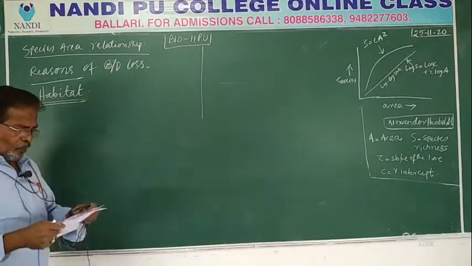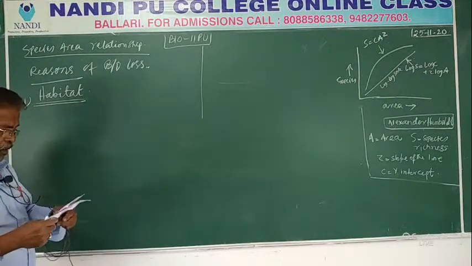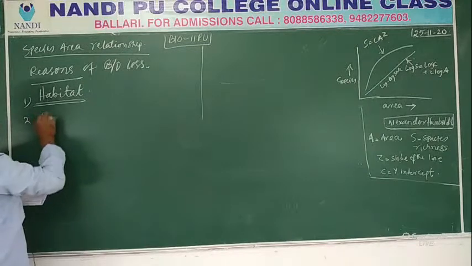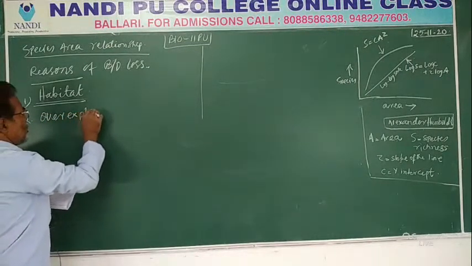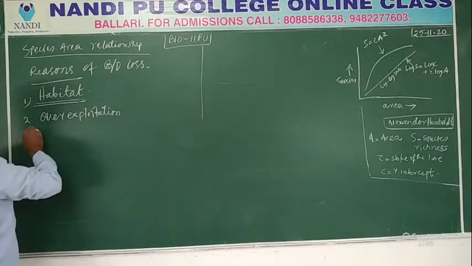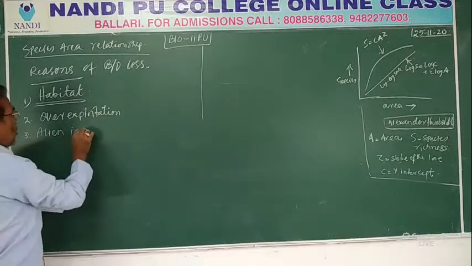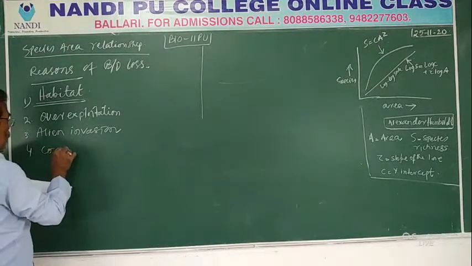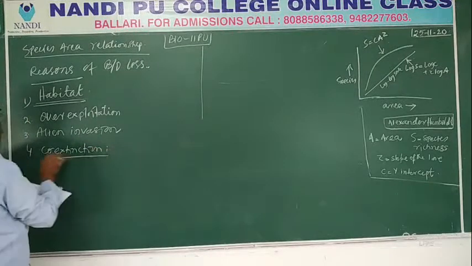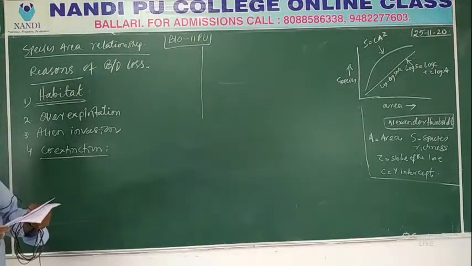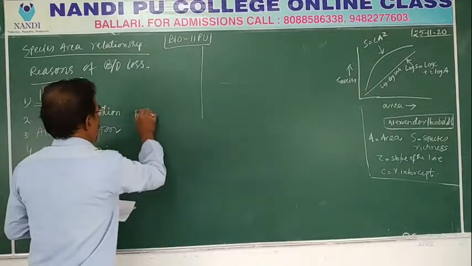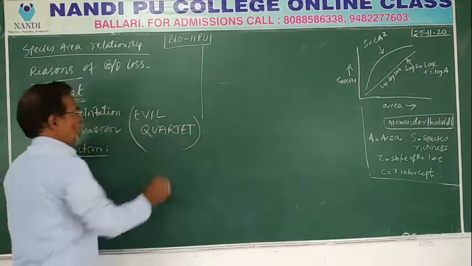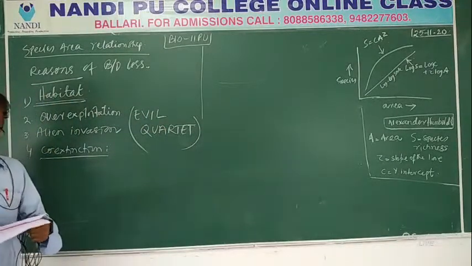Is that clear? And in this, there are 4 reasons. One is habitat loss, second one is over-exploitation, third one is alien invasion, and fourth one is co-extinction. Okay, so these are the different things. Because they are four, they are called the evil quartet. Evil quartet, Q-U-A-R-T-E-T. Evil quartet, remember. Is that clear?